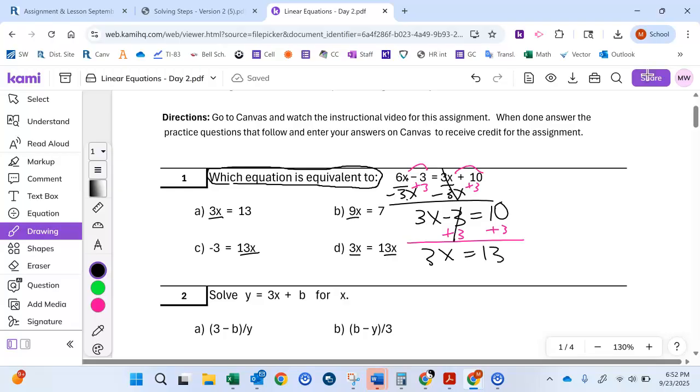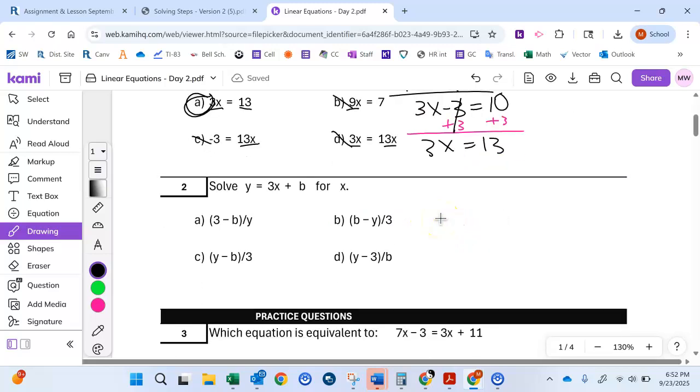Does this match anything? It matches A. This is close, but it's not 13x. It's only 13, right? It doesn't have an x. So that's not that one. It's not 9x. Okay, so that's how you do it. So that's how you do question number 1. And so there's that. Okay, the next kind of question we have is this one here.